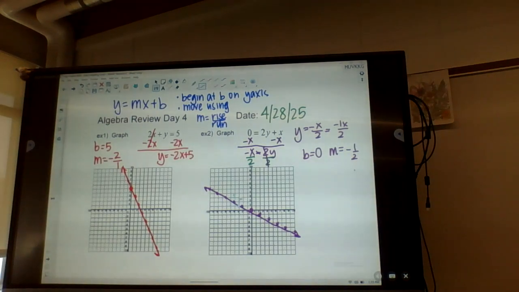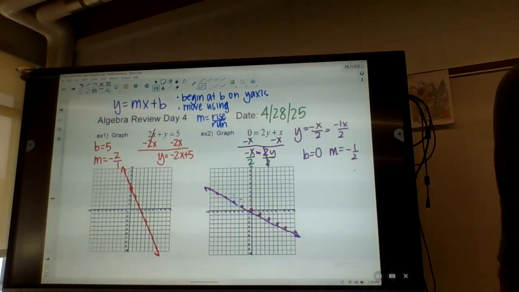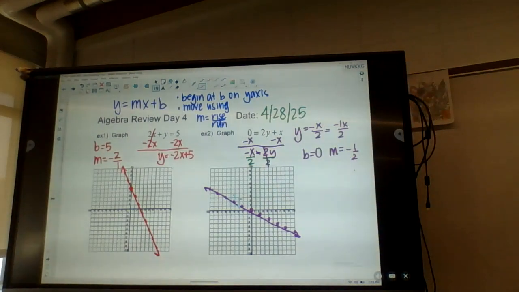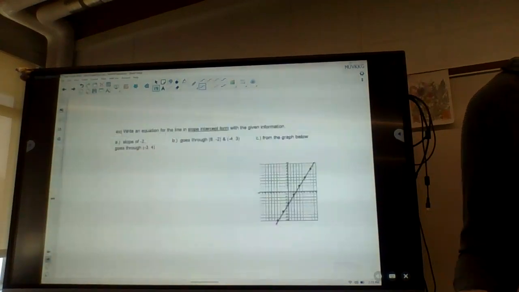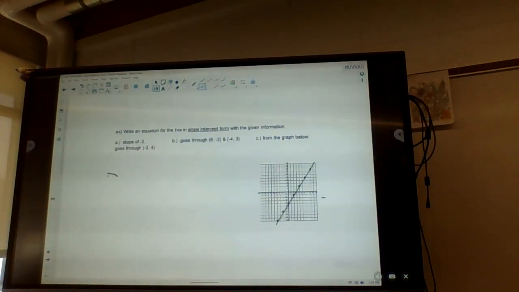So when you guys are ready, we're going to flip to the back side of our notes. So graphing lines is part of it. Then we're going to get into writing equations of lines. And again, we're using the same idea, our slope-intercept form here.